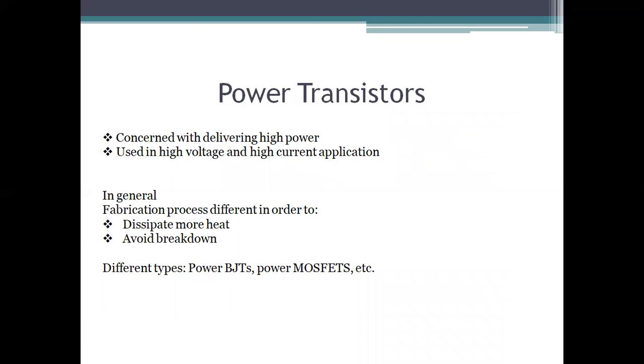At last, see the power transistors. Power transistors deliver high power. Compared with BJT and FET type transistors, the power transistor delivers high power, and it is used in high voltage and high current applications. Generally, based on the fabrication process, it dissipates more heat. That is a little bit of a drawback, but it avoids breakdown. There are different types of power transistors: power BJT as well as power MOSFETs.